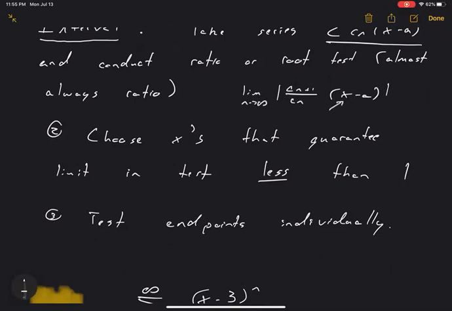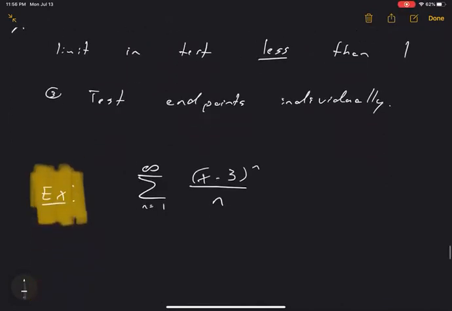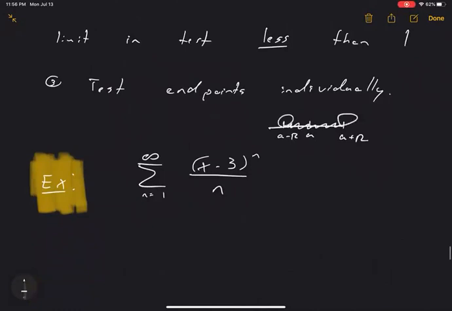Okay. And that limit's going to depend on what x is, right? So step two, I want to choose the x's that guarantee that the limit is less than 1. And then that maybe gives me an interval, centered at a. And then the last step, okay, so I have knowledge right now about everything in that interval. Last step is to test the endpoints. So maybe these steps don't make any sense right now. So let's work through an example and see these steps in action.